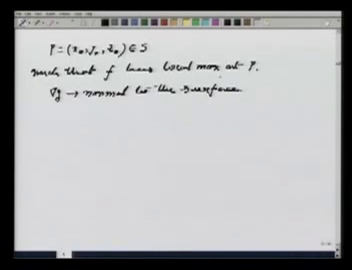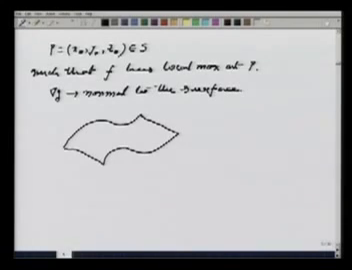Now suppose P is a local maximum. Look at the situation here. I will just draw some surface for you. It looks something like this, let us say, and I have a point P here. Okay, I look at any curve passing through P. Let us say r(t) is the curve.